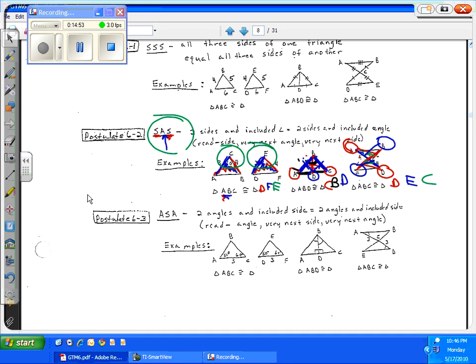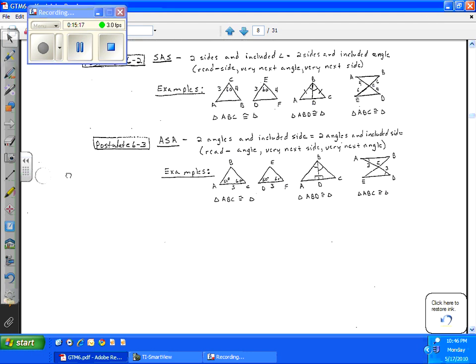If all of the sides of one are equal to all of the sides of the other, we say they're congruent by side, side, side. The second way is if two sides and an included angle of one triangle are equal to two sides and an included angle of the other, then we can say that they are congruent by side, angle, side.